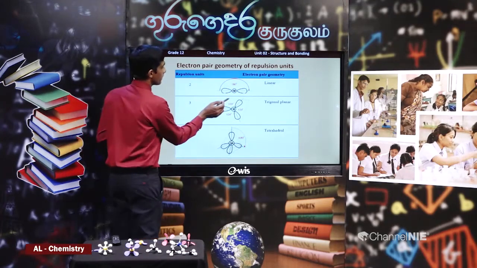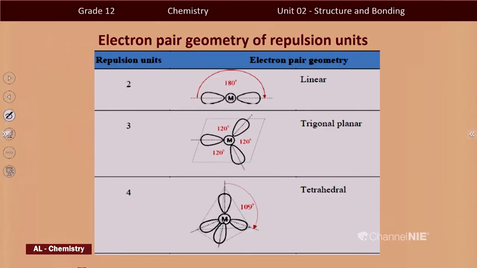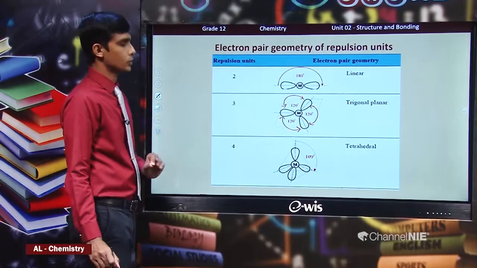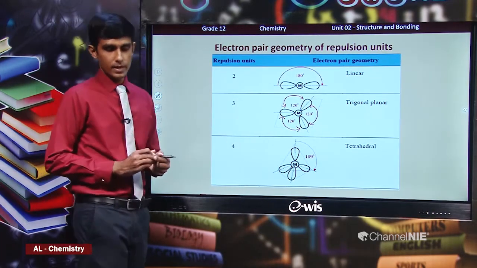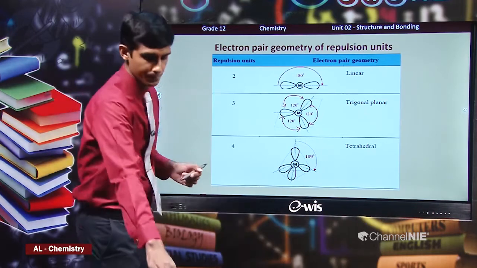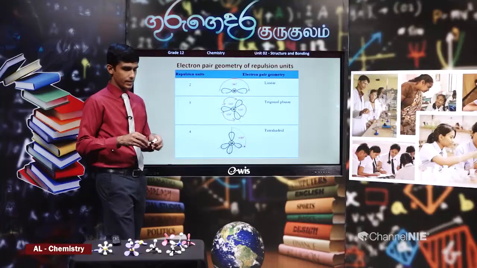If all three pairs are identical, these angles will be 180 as shown here. These angles are 180 if all three are identical. So, that is called the trigonal plane arrangement. Trigonal plane arrangement, that I can show you like this.